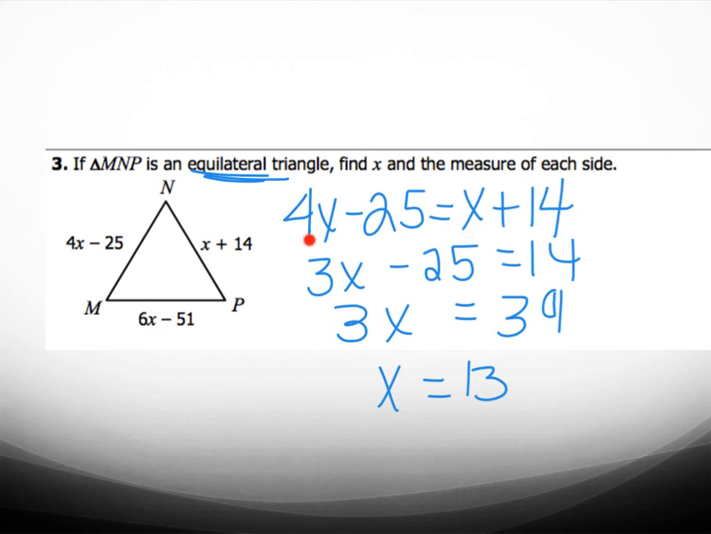We're going to subtract x from each side and get 3x minus 25 is equal to 14. We're going to add 25 to both sides and get 3x is equal to 39. Divide each side by 3 and we get x is equal to 13.